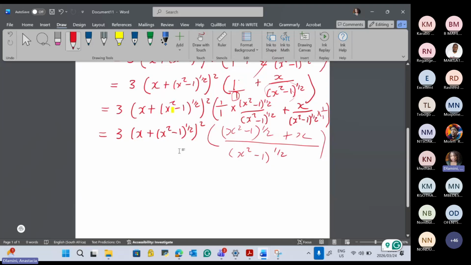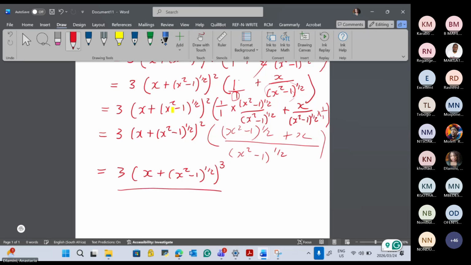So now this simplified is equal to 3x plus (x squared minus 1) to the power of half, to the power of 3, over... Yeah, I'm lost on the denominator. The denominator won't be 1 to the power of 1. Like when we multiply them... Oh no, it's okay. No, so I'm fine.